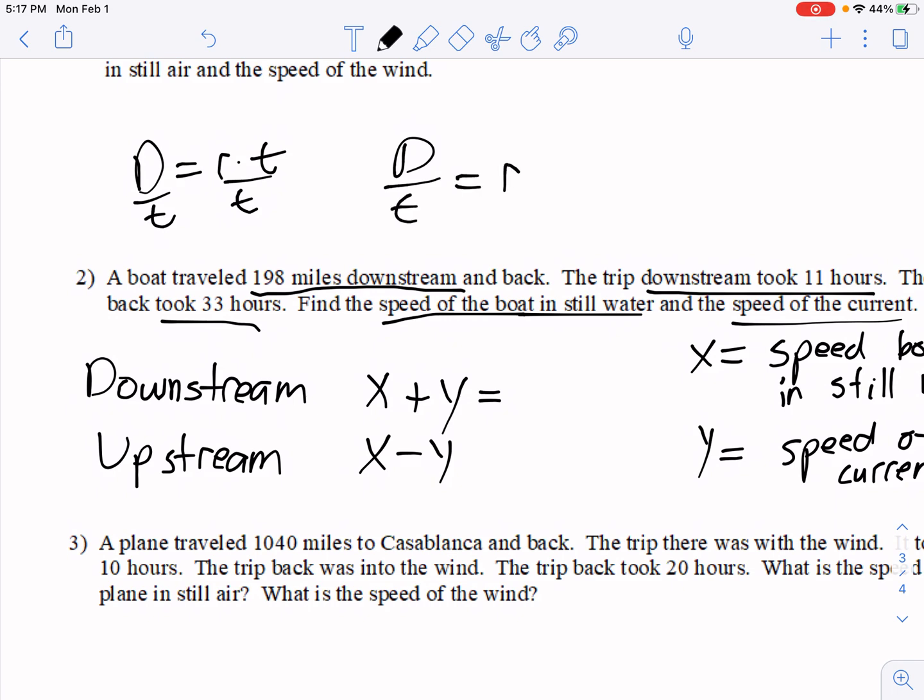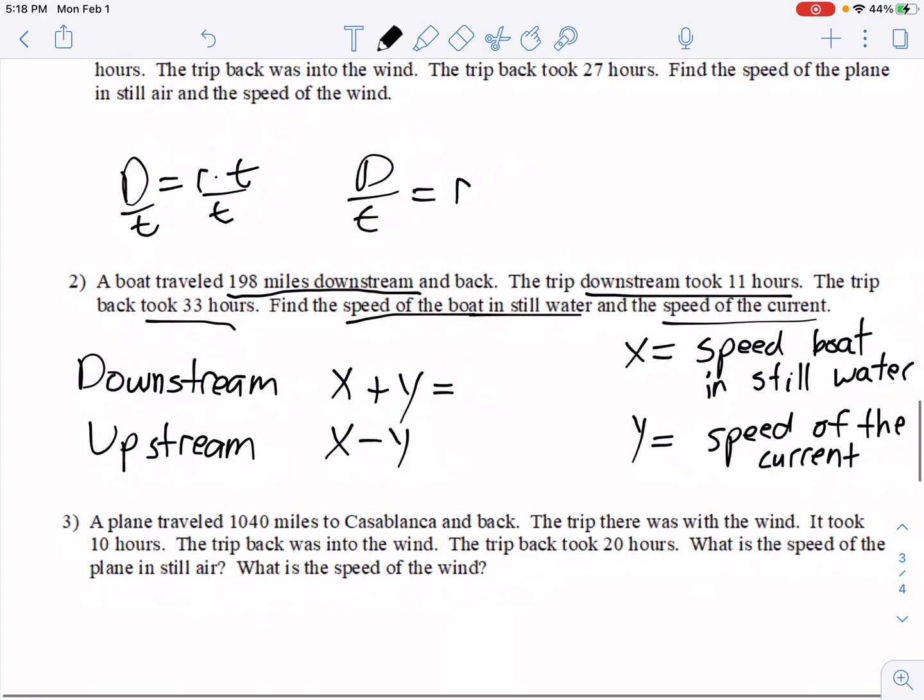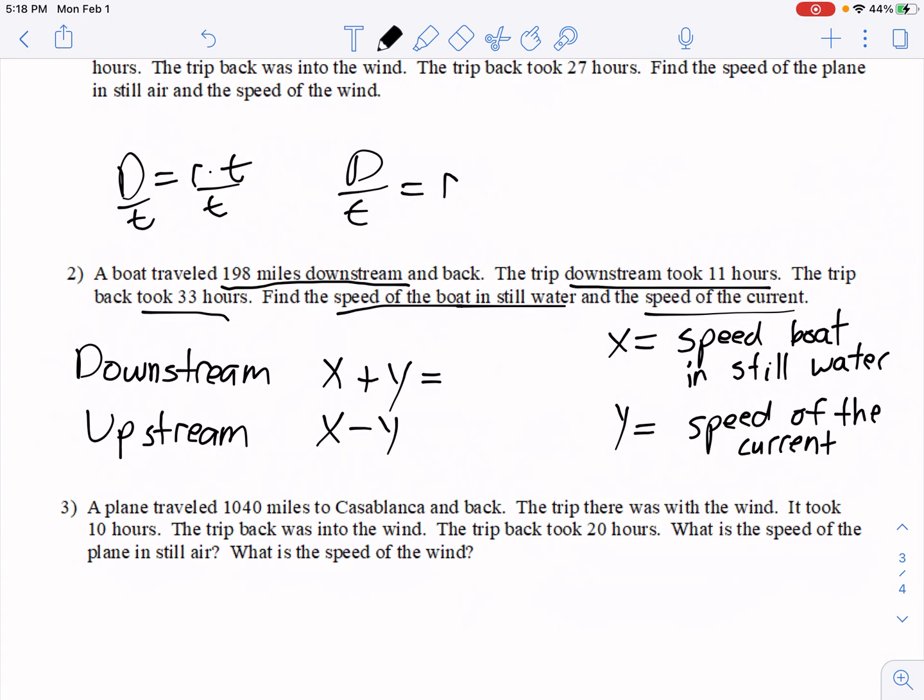Okay, so if I take the distance of our trip and divide it by the number of hours it took to make that trip, that would tell us the speed that the boat was traveling. In other words, the speed of the boat in still water plus however fast the current was pushing us along, or the speed of the boat in still water minus being pushed back by the current. So if I take 198 in the first trip and divide that by going downstream in 11 hours, that would give me the speed of the boat and how fast it was traveling.